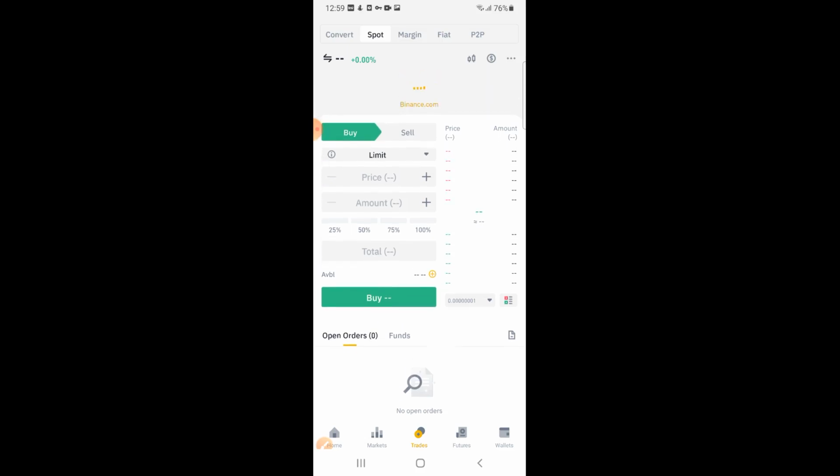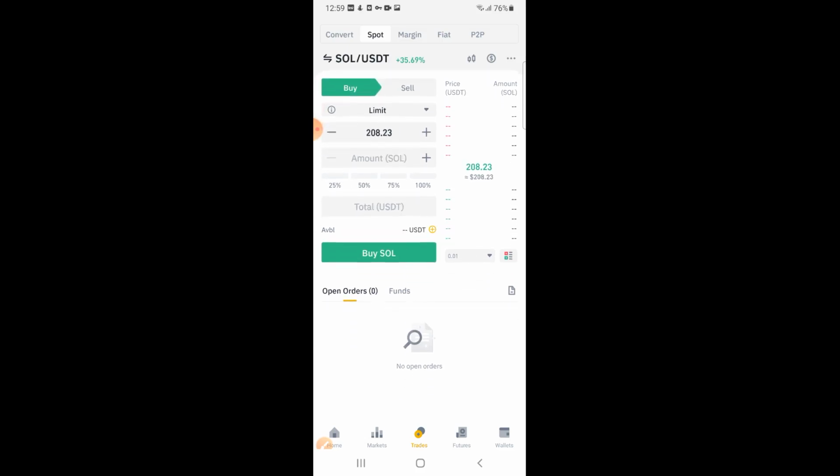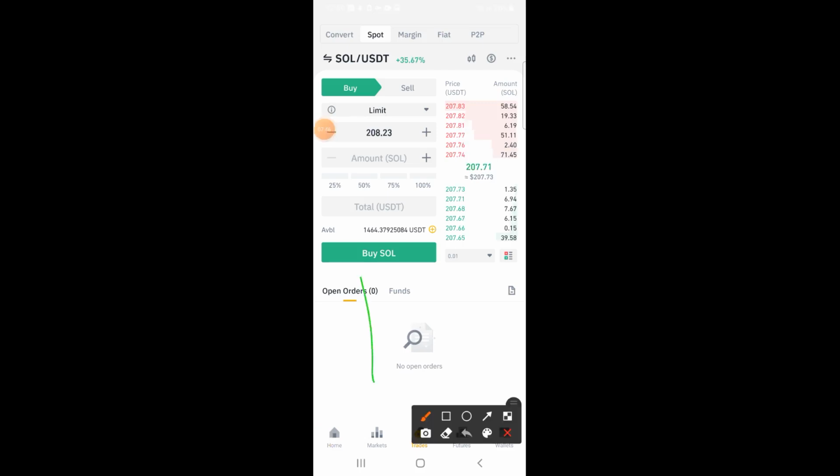I hope you will understand how to buy low and sell high in this way. And you can repeat the same process again and again. For example, repeat: buy and sell, again buy and sell, again buy and sell in this way.